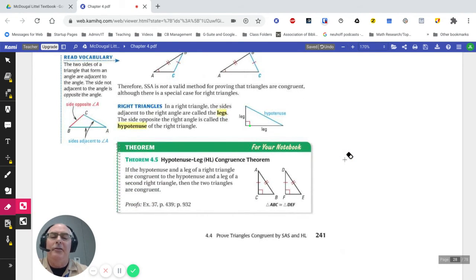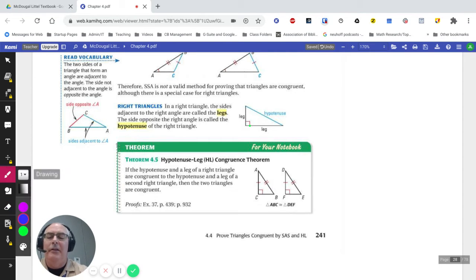If I have a special triangle, which is a right triangle, and I know that because I have the right angle here, the way that I prove congruence is called hypotenuse leg congruence. So the first thing I have to do is remember that the hypotenuse is the side of the triangle across from the 90-degree angle.